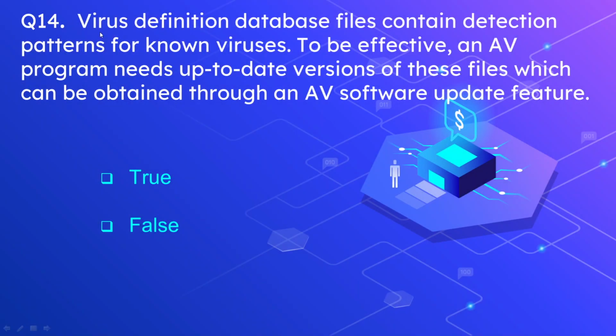Question number 14 is that a virus definition database file contains detection patterns for known viruses. To be effective, an antivirus program needs an up-to-date version of these files, which can be obtained through an AV software update feature. The options are whether the statement is true or false, and the correct option is yes, this statement is true.